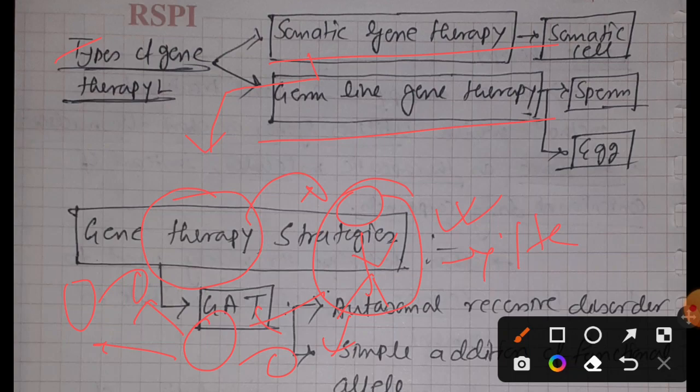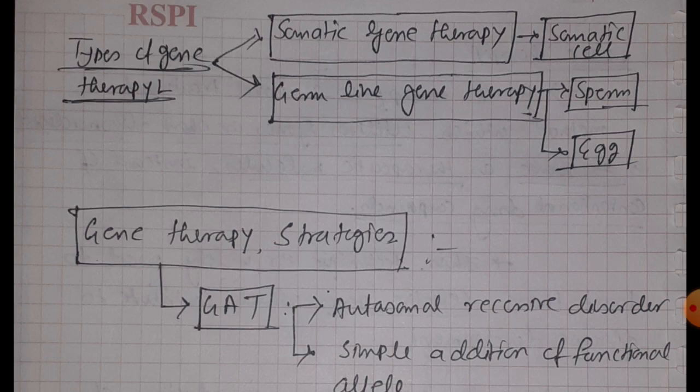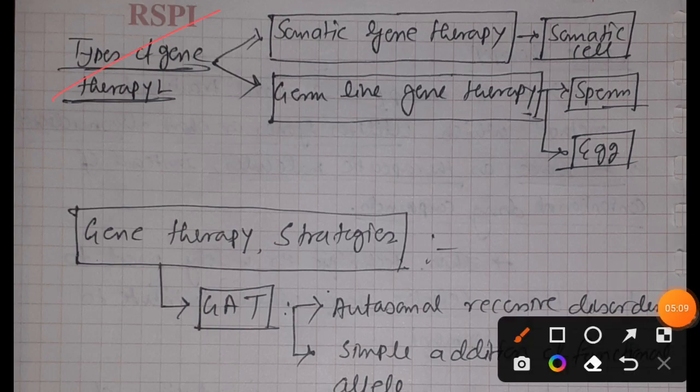That is why in most cases we perform germline gene therapy, okay. That means here we are targeting sperm in the case of males or eggs in the case of females, so that not only will the victim be cured, but along with that those genes will be transferred to his or her offspring, and they will also get the benefit of that foreign gene. Okay, so that is the types of gene therapy.